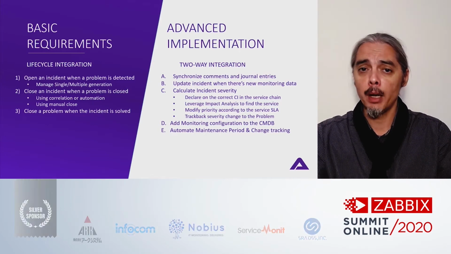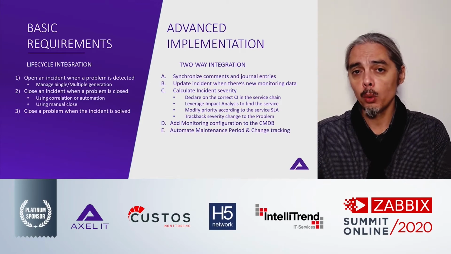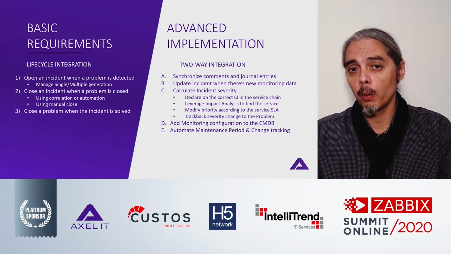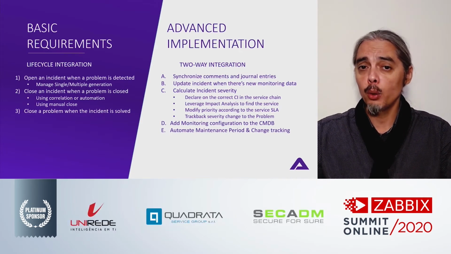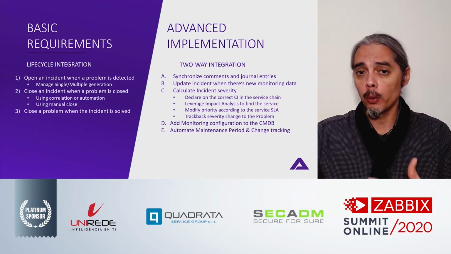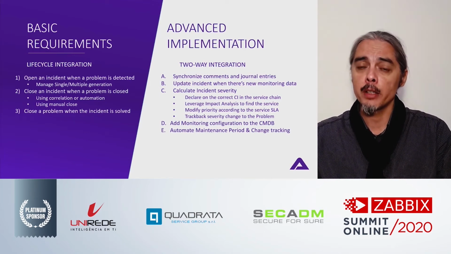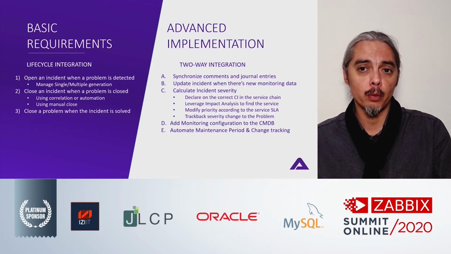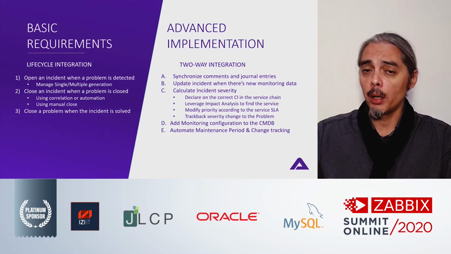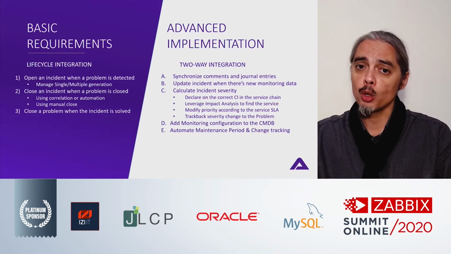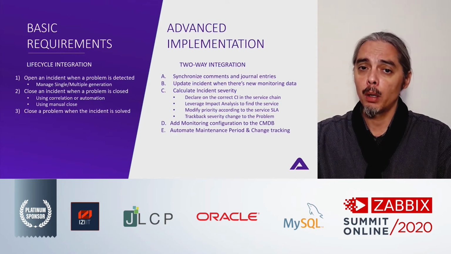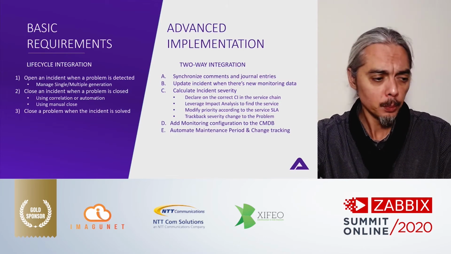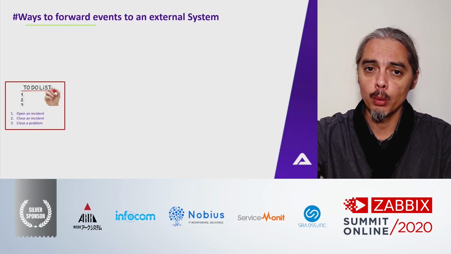And then, starting from that, you can have two-way full integration, which will allow a couple of other features which we found were neat and cool. For example, we can have journal entries synchronized between both systems, so that when I update a problem, I get the update within the incident and vice versa. But also leveraging that impact analysis to actually change the way triggers are used within Zabbix, and we'll see that later, to add change management to Zabbix.